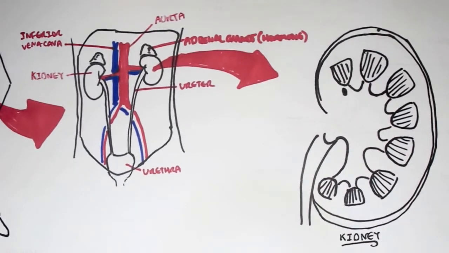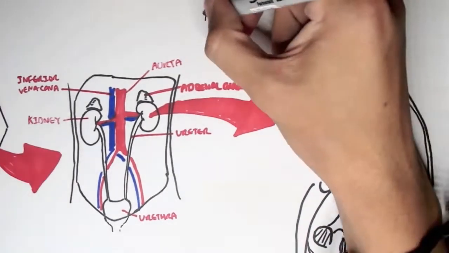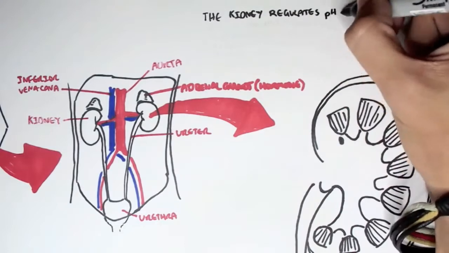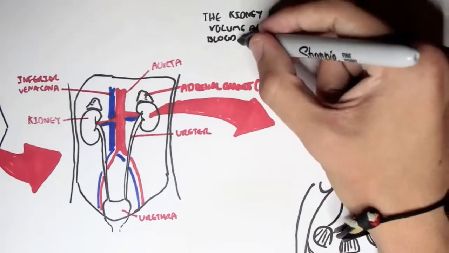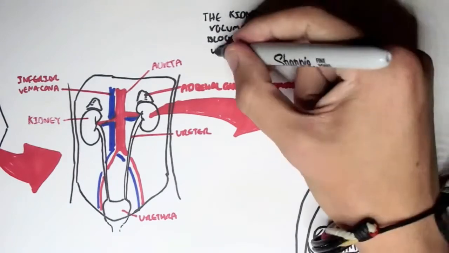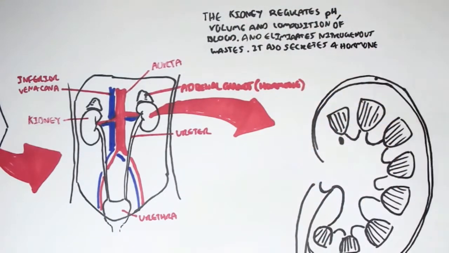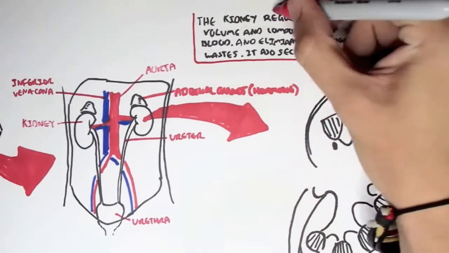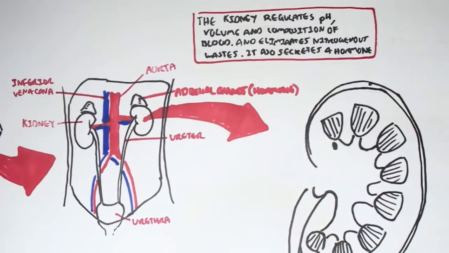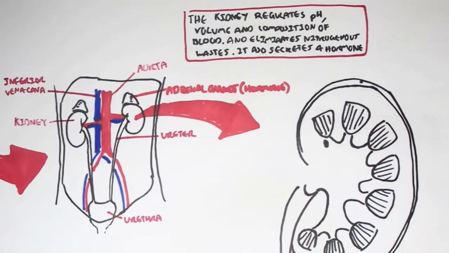So we're looking at the left kidney here with a cross-sectional view. So we know that the kidney produces urine, but why does it produce urine? Well, it does this because the kidneys regulate the pH, the volume, and composition of the blood. And so it also eliminates nitrogenous waste via urine. And it also has another function in that it secretes a particular hormone, erythropoietin, which I will not discuss in this video.